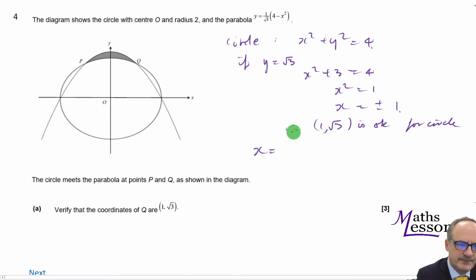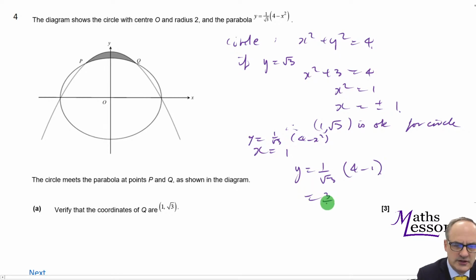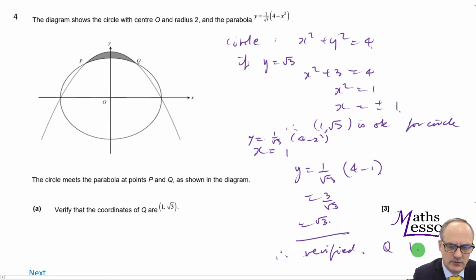So if we do y equals 1 over root 3 times 4 minus x squared, and then look at when x is equal to 1, this will tell us that y equals 1 over root 3 times 4 minus 1, which equals 3 over root 3, which equals root 3. Therefore, we have verified that Q is at 1, root 3, because we got 1, root 3 from our parabola, and we got 1, root 3 from the circle. No need to solve the simultaneous equations to show it, because it just says the word verify.